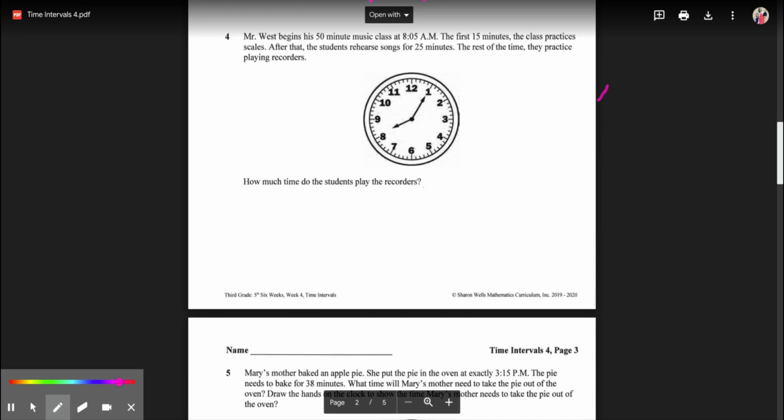The first 15 minutes, the class practices scales. After that, the students rehearse songs for 25 minutes. The rest of the time, they practice playing recorders. How much time do the students play the recorders?